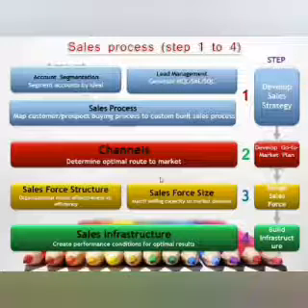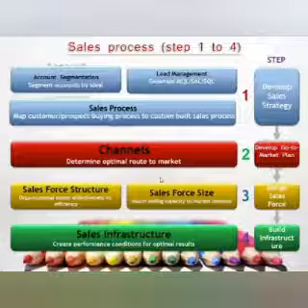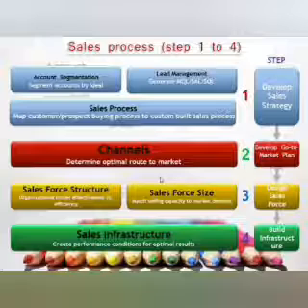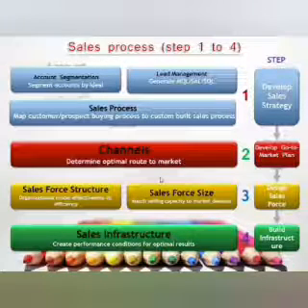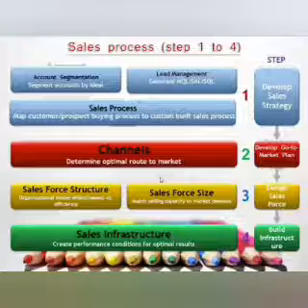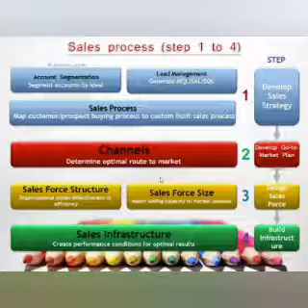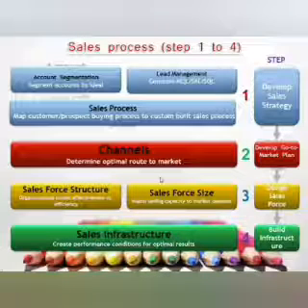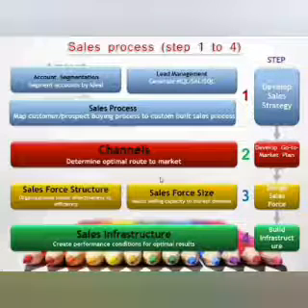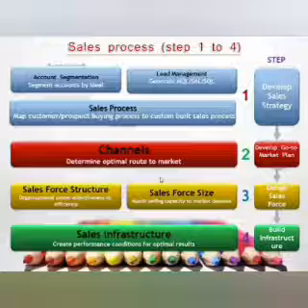And whatever infrastructure we arrange, that will count in our sales cost. So we have to try to reduce our sales cost also. And for that, we have to see how we can reduce our sales infrastructure cost also. We have to optimize things. Optimize things means minimum input, maximum output.